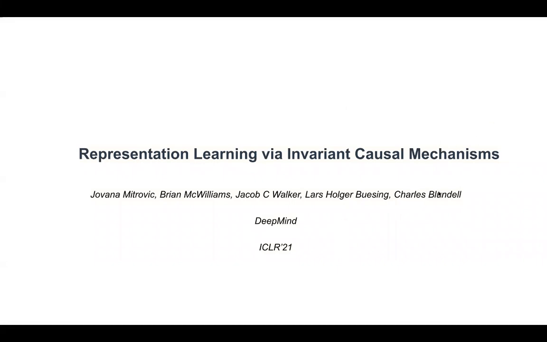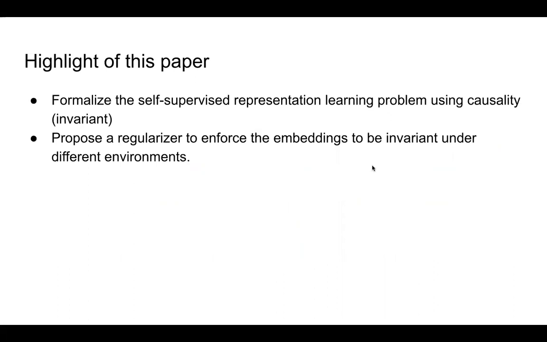The first one is Representation Learning via Invariant Causal Mechanisms. This paper was just published in this year's ICLR by some people from DeepMind. First, the highlight of this paper is that it formalized the self-supervised representation learning problem using causality, and the causality in this paper means invariance.